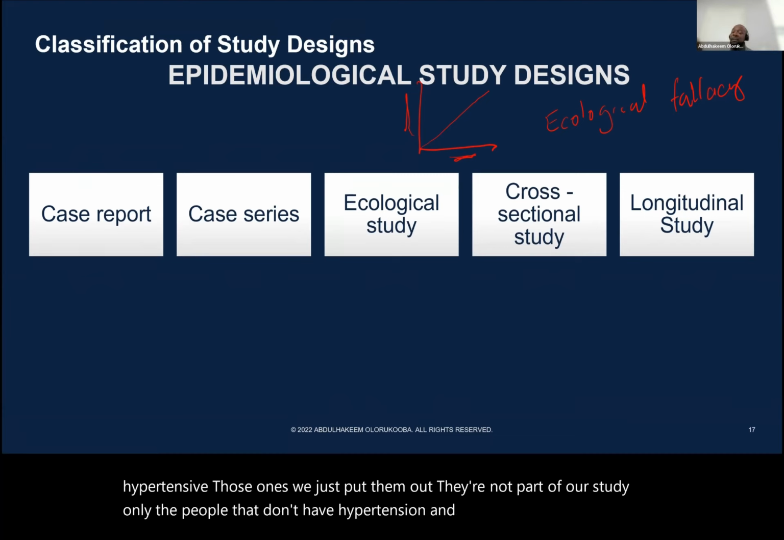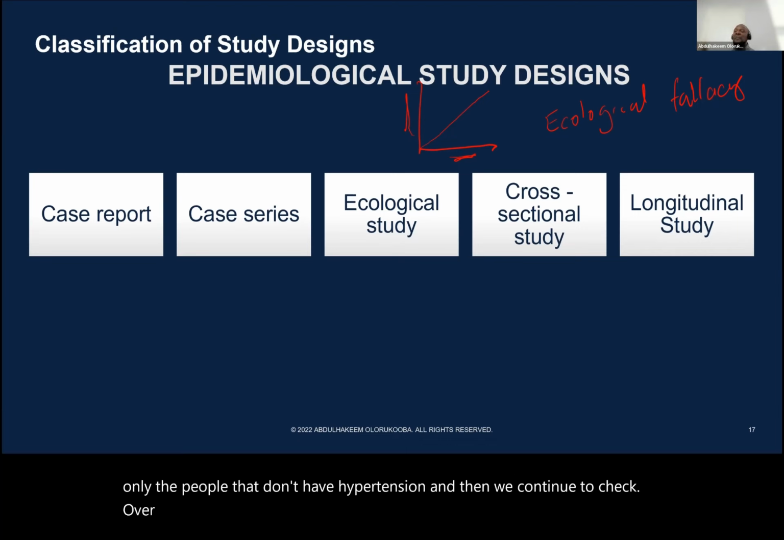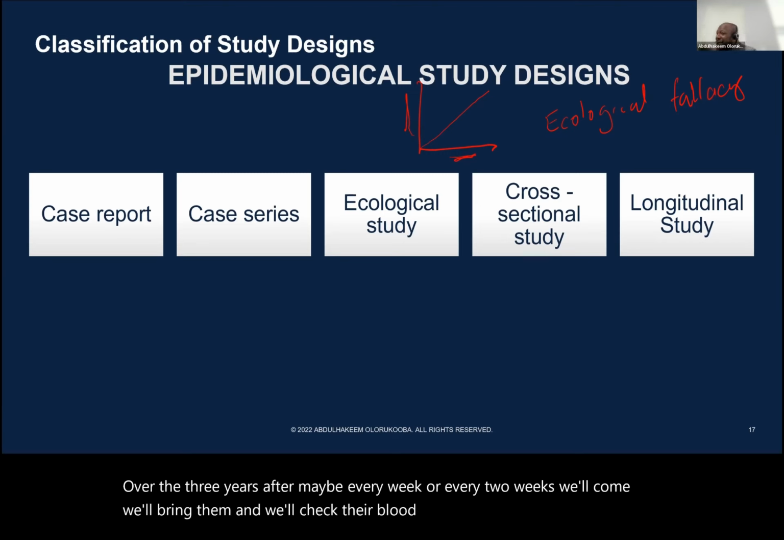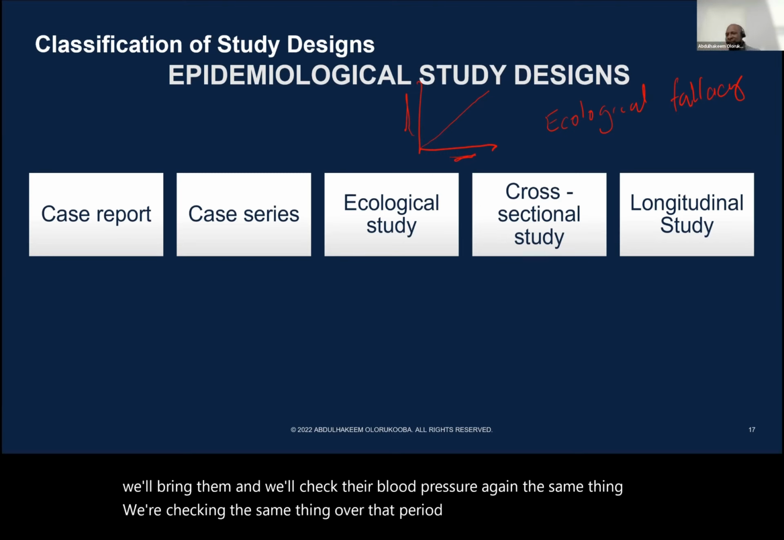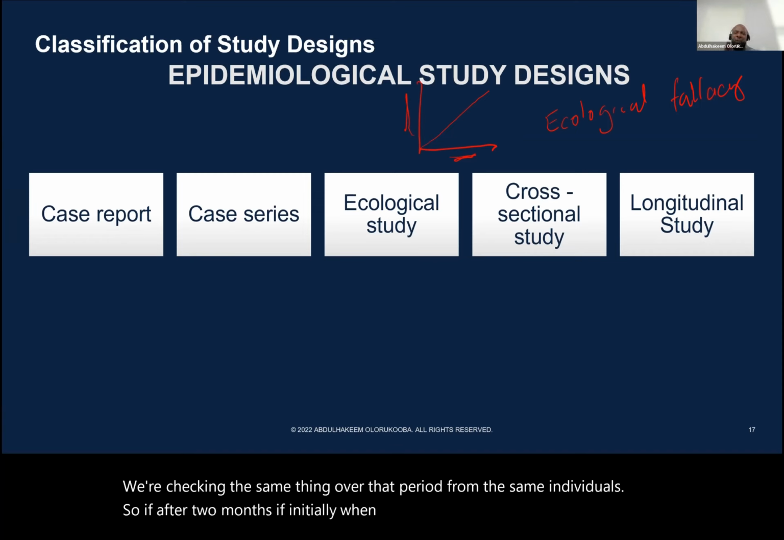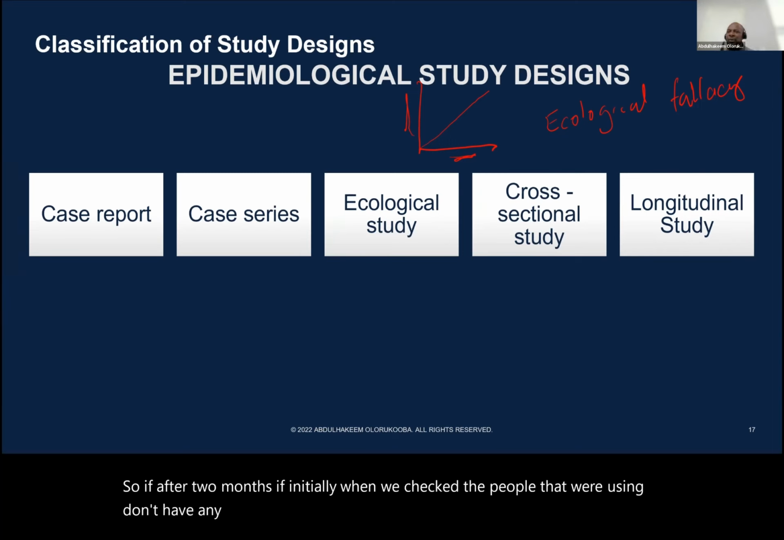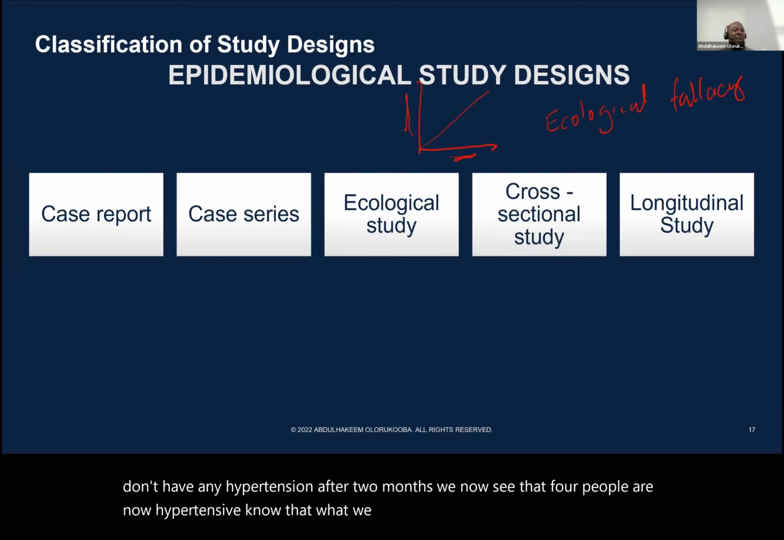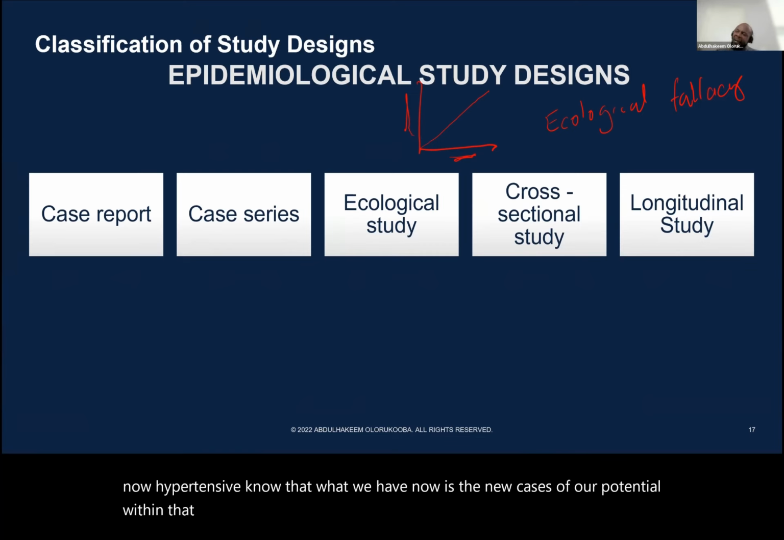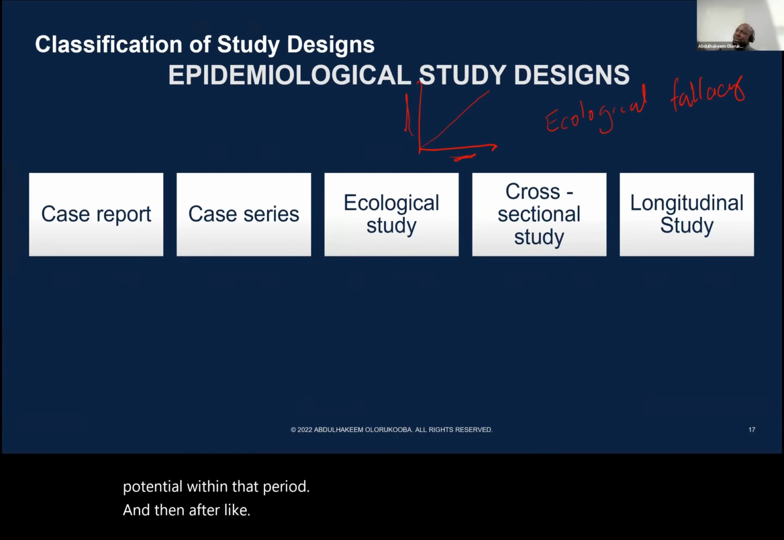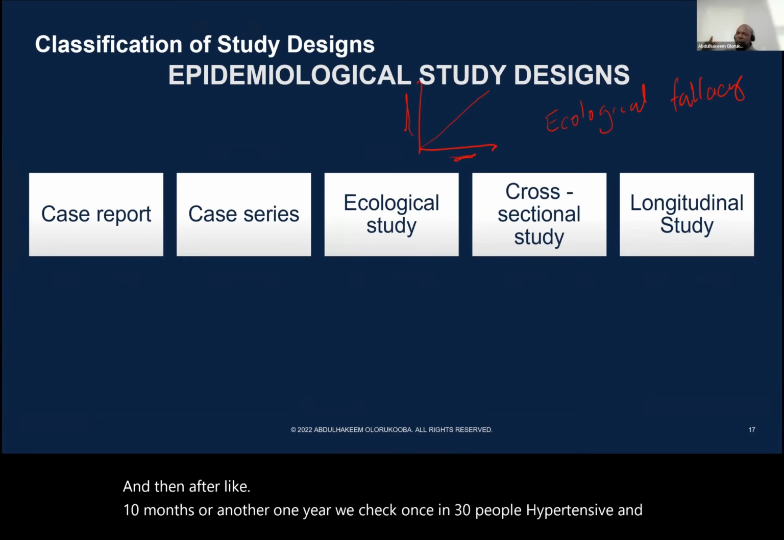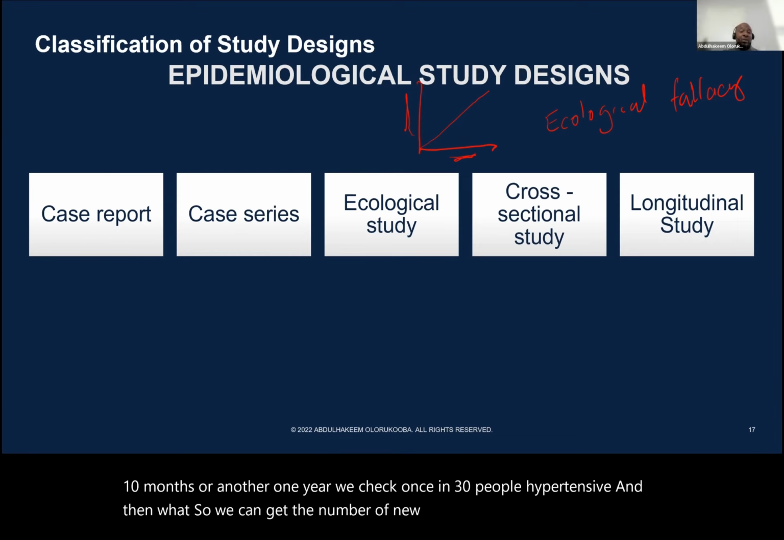And then we continue to check over the 3 years. Maybe every week or every 2 weeks, we bring them and check their blood pressure again. The same thing, we're checking the same thing over that period from the same individuals. So if initially the people we're using don't have any hypertension, after 2 months we now see that 4 people are hypertensive. You know that what we have now is the new cases of hypertension within that period. And then after maybe 10 months or another year, we check, and we're now seeing 30 people are hypertensive. So we can get the number of new cases of hypertension, and that's what is called incidence.